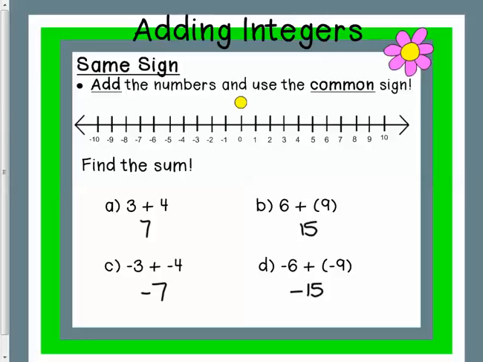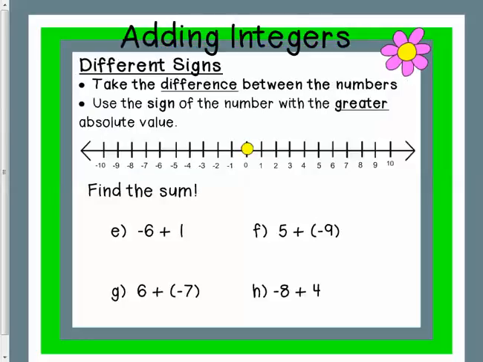Okay, now let's look what happens if you don't have the same sign. For different signs, you take the difference between the numbers and you use the sign with the greater absolute value. So in this one, we're going to take their difference because we have a negative 6 and a positive 1. So their difference, 6 minus 1, is 5. I'm going to take the sign of the 6 because it has a greater absolute value. So we're at negative 5.